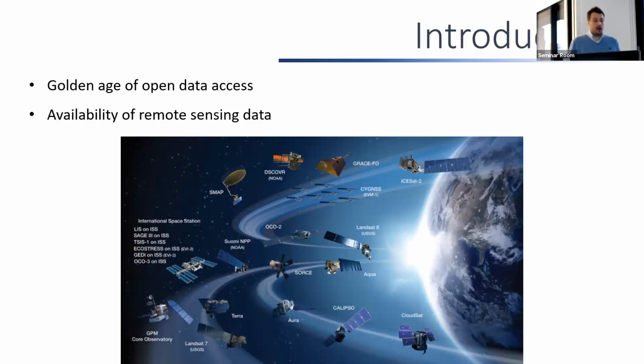So we are currently in a golden age of open data access. The picture at the bottom is from NASA, from their current suite of Earth science missions. And we've recently seen, in the last couple of months, the launch of Landsat 9, increasing the availability of that data. So we now have free access to large amounts of remote sensing data.